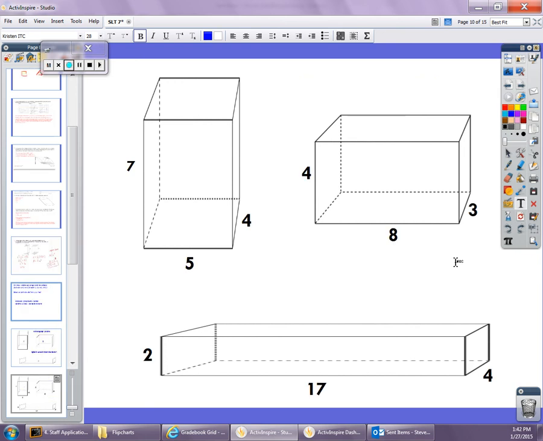Here are the actual lengths and widths of each of them. Go ahead and find the volume of each of them. Remember, volume is area of the base, or big B, times the height. Go ahead when you're done and just share to make sure everyone has the same answers for volume.